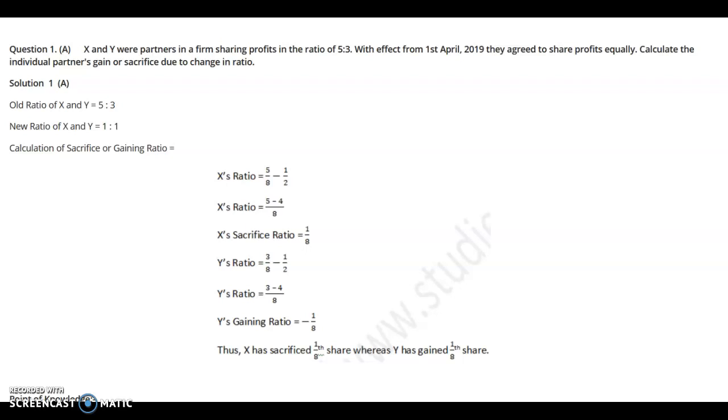So dear students, understand, when you calculate by this formula, old ratio minus new ratio, if any partner's share comes in minus, it means the partner is gaining, and if the partner's share comes in plus, it means the partner is sacrificing. Applying this formula of old ratio minus new ratio, we calculated that X has sacrificed 1/8 because he has a plus balance. Y has gained 1/8 share because his is in the minus. So this way we will calculate the sacrificing and gaining ratio.